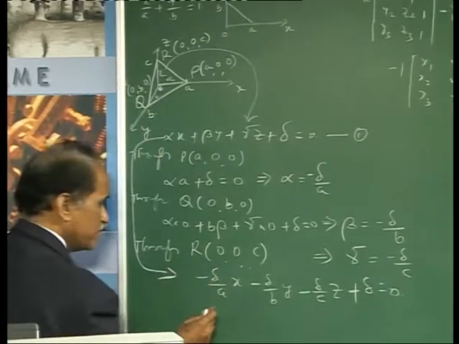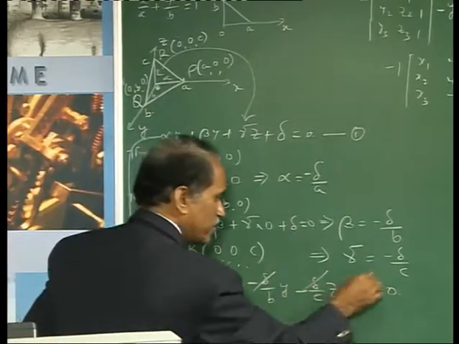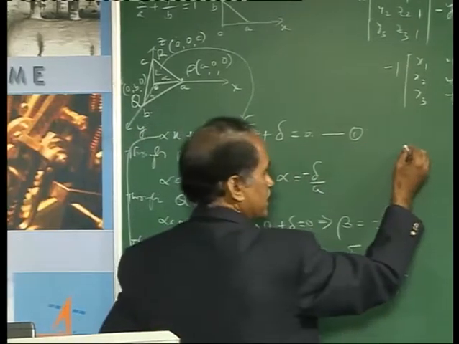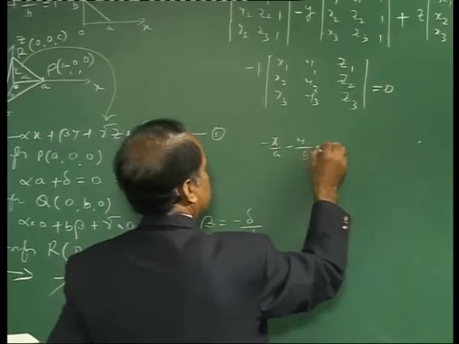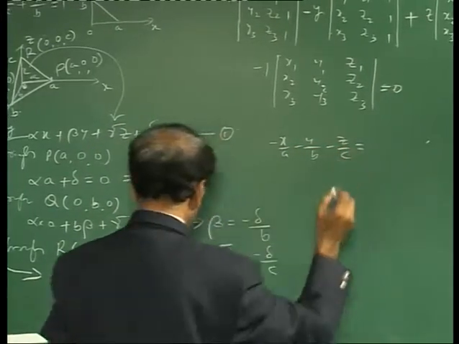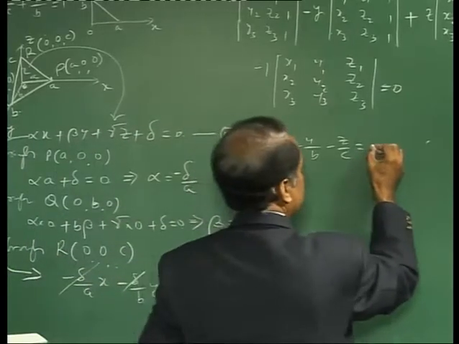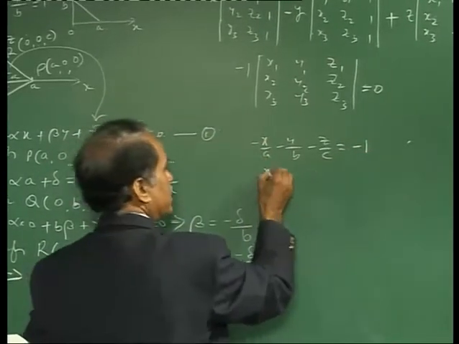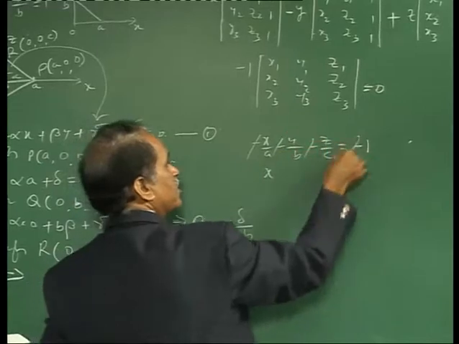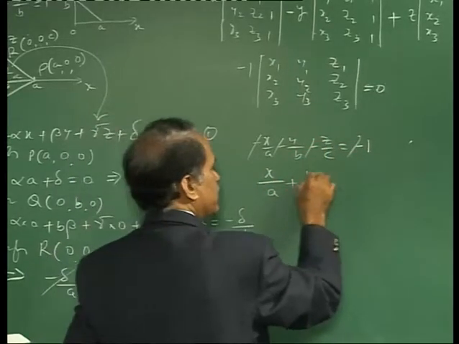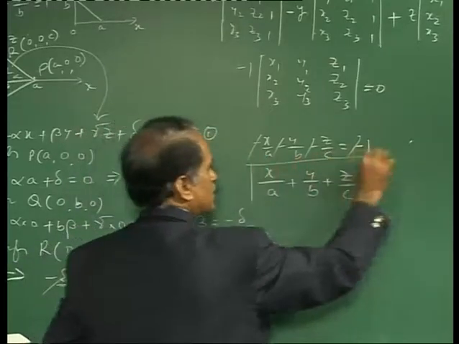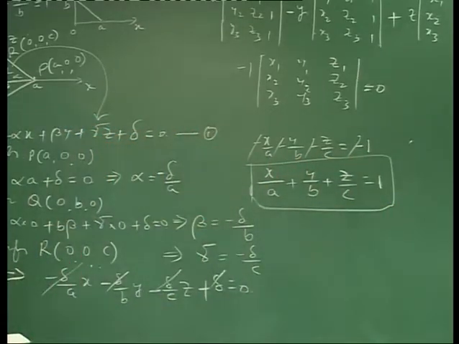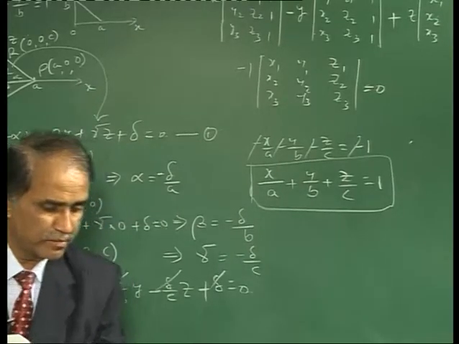Then delta is common throughout, so you can cancel it. As a result you get minus x by a, minus y by b, minus z by c. If you shift the last term to the right side, that is minus 1. Then cancelling the minus sign everywhere, you get x by a plus y by b plus z by c is equal to 1, which is the required intercept form of the plane.